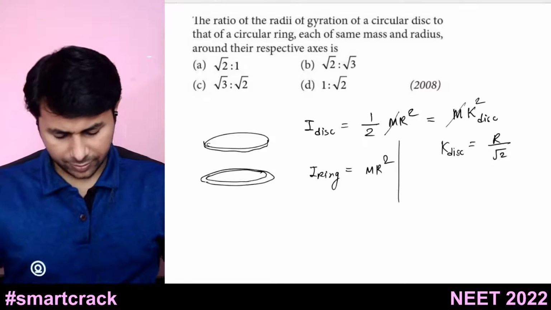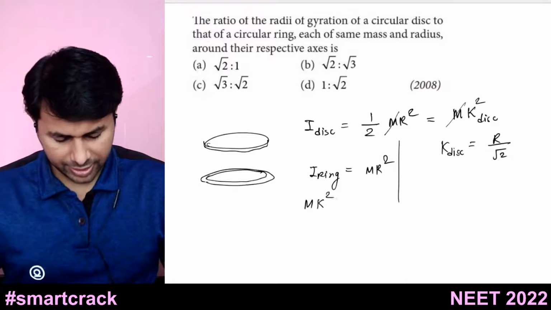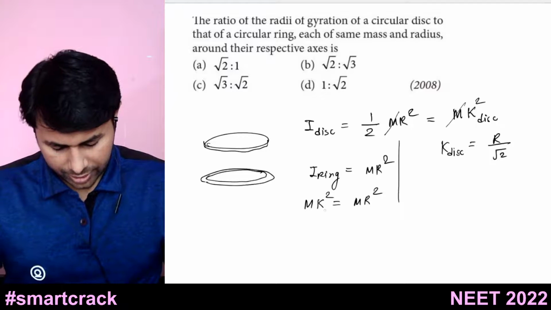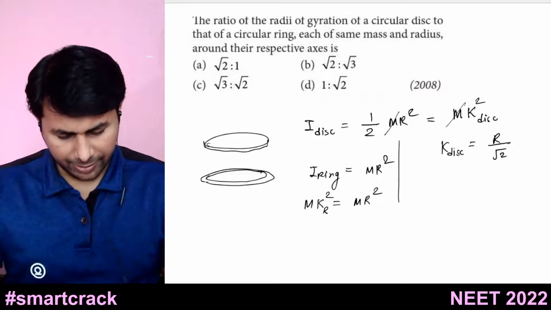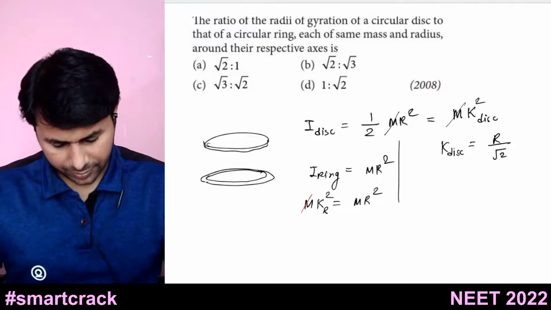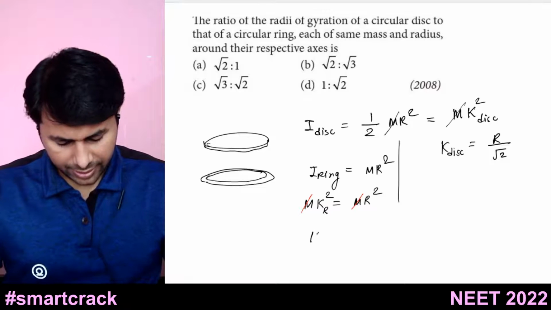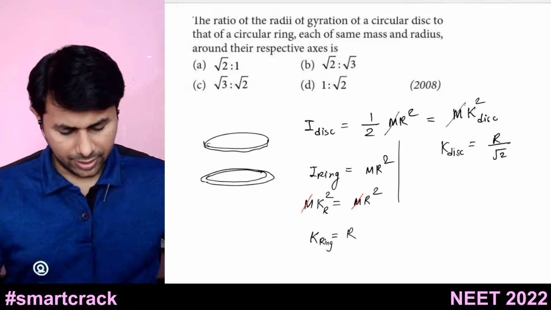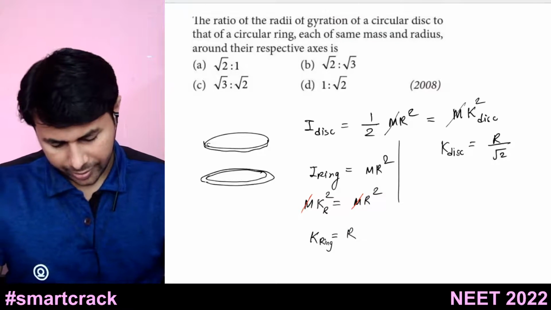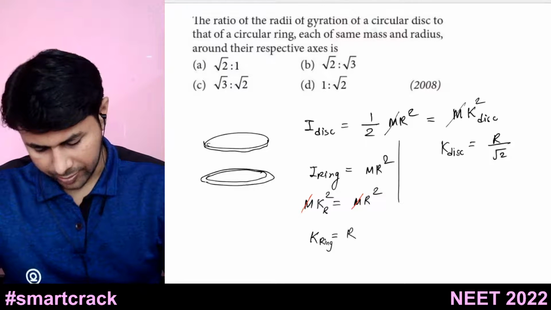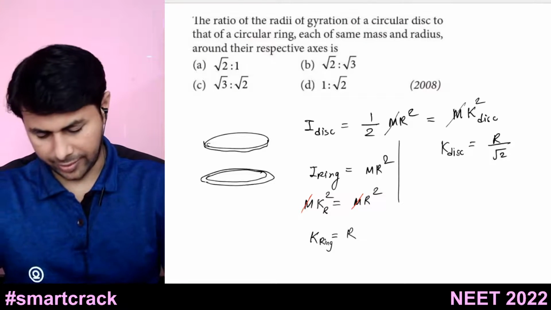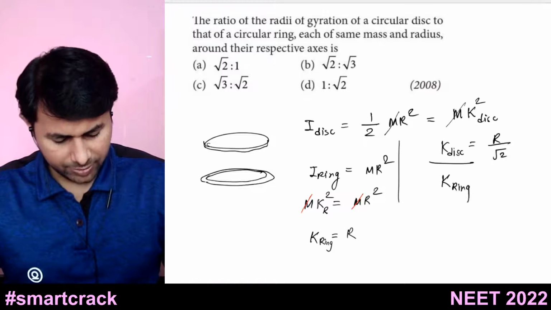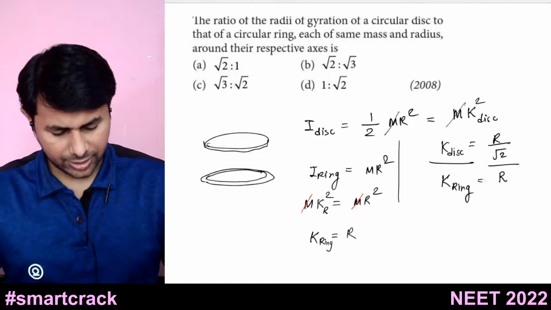So for the ring, the moment of inertia in terms of radius of gyration can be written as m k square equals m r square. So this is for k of ring. m gets cancelled out, and you get k of ring is equal to r. So if you take the ratio of the radius of gyration of the disk to the ring, k of ring is equal to what? r.